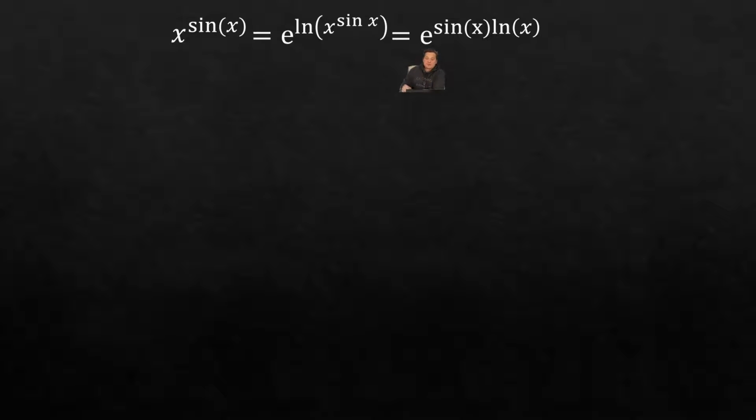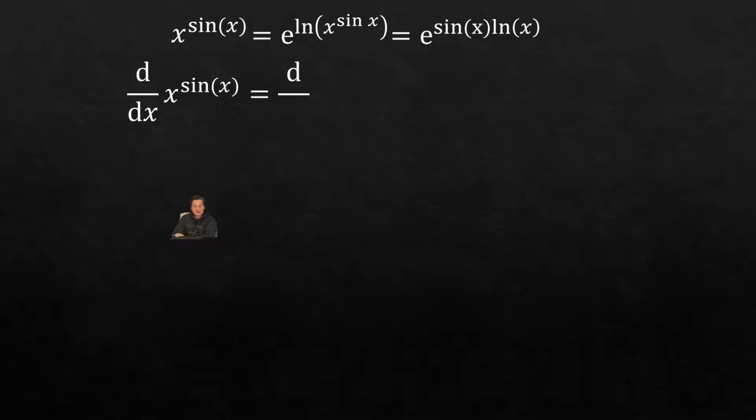And now why would I do this? Because I can differentiate e to the sine x ln x relatively easily. And remember, by differentiating that, you're also finding the derivative of the original x to the sine of x. Okay, let's go into that process. So, remember, I'm differentiating x to the sine of x, which is equivalent to just differentiating with respect to x, e to the sine of x, and then ln of x, just the way you see it written there.